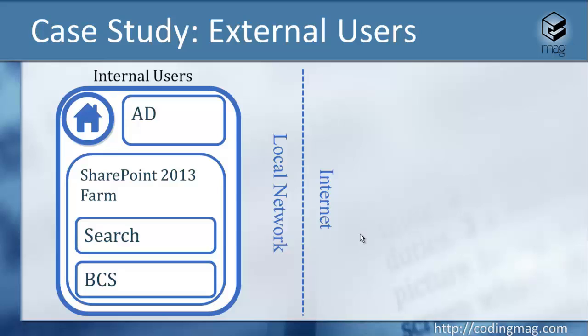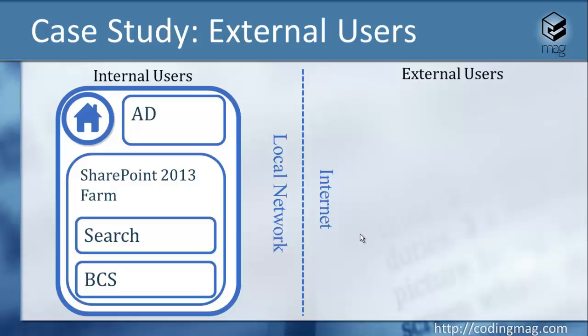Another example is having external users for an on-premises farm. At first, you have your farm, which serves your internal users in your local network. You have your domain controller, Active Directory. You have your SharePoint farm, which has search, business connectivity, and other services in it. And you need to provide access to external users, which should be connecting through the internet.